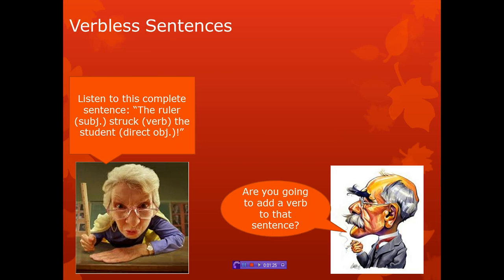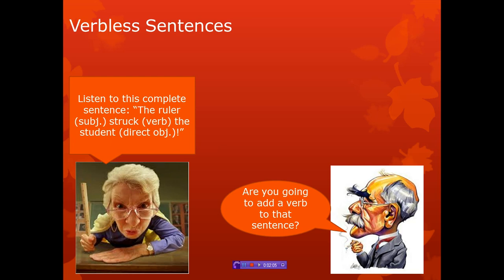Your English teachers, if they were anything like mine, were always reminding you that you need to have a subject and a verb. And not only do you need to have both, they need to be in agreement with one another. And so you see here the charming lady on the left. The ruler struck the student. So the ruler being the subject and the verb being struck, and the student, of course, being the direct object. And then our equally charming gentleman to the right, who in fact does remind me of my high school AP English teacher. Are you going to add a verb to that sentence?